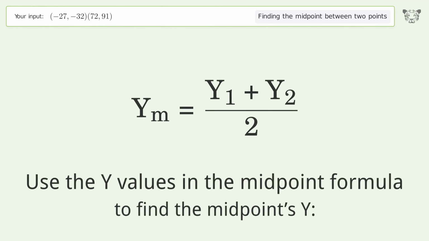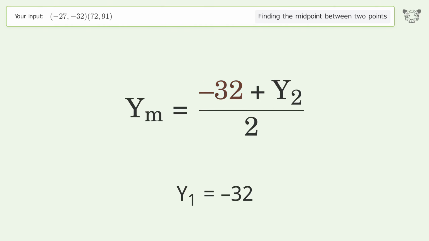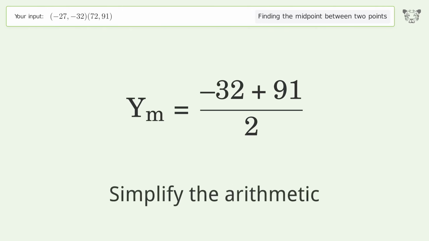Use the y values in the midpoint formula to find the midpoint's y. y1 equals -32. y2 equals 91. Simplify the arithmetic.